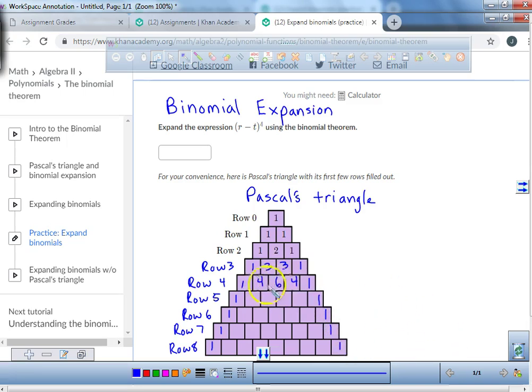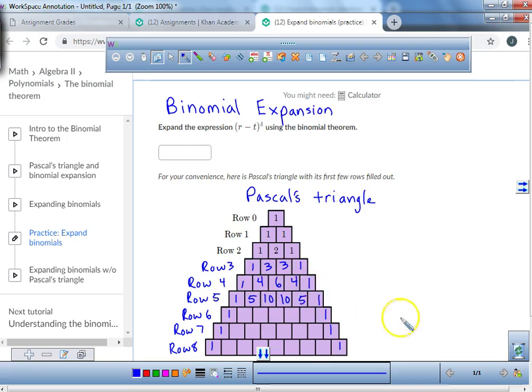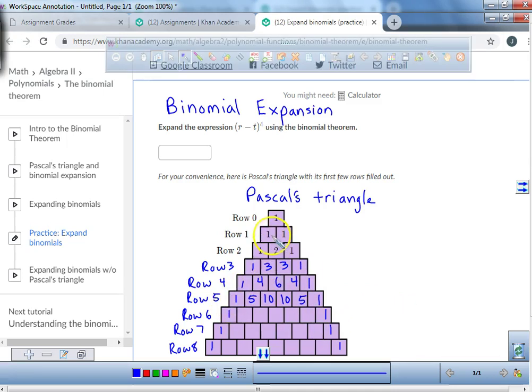And then we're going to add these together. Oh, my bad. Hold on. Sorry. 1 and 4 is 5. 4 and 6 is 10. 6 and 4 is 10. 4 and 1 is 5. So if you look at the pattern here, 1 and 1 is 2. Then we have 1 and 2 are 3. 1 and 3 is 4. 1 and 4 is 5. 1 and 5 is 6. 5 and 10 is 15. 10 and 10 is 20.